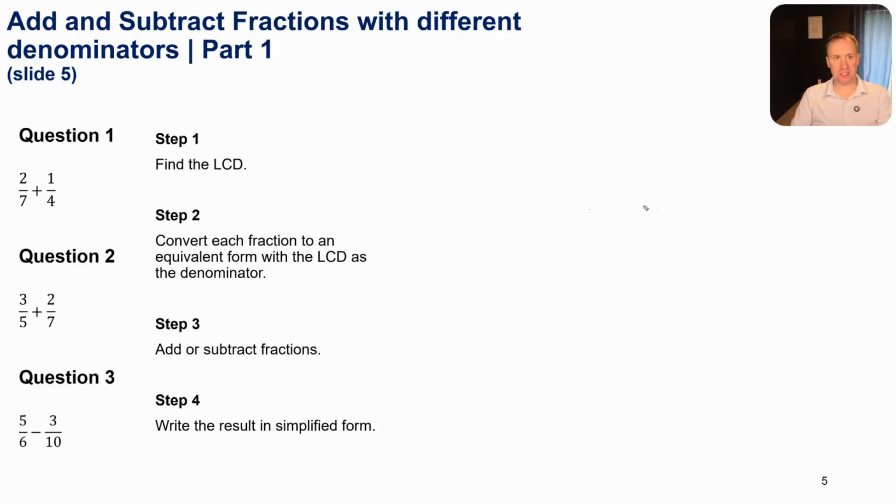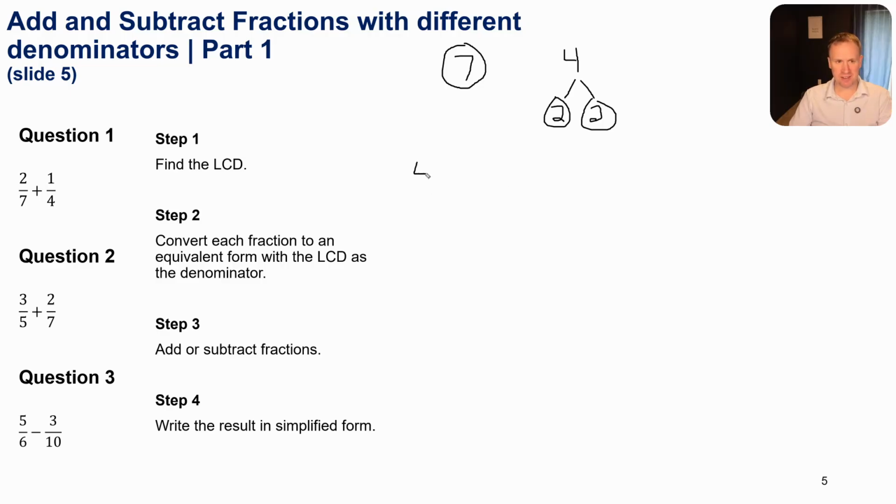Add and subtract fractions with different denominators, starting with question number 1, 2 7ths plus 1/4. And we're going to start by finding the least common denominator once again. So I'm going to do the prime factorization of 7 and 4. 7's already a prime number, so I can circle this number. 4 then is 2 and 2 here. So if I circle this and this, we now have our prime factors. Now what's interesting about this, do you notice how none of these prime factors are the same? That basically means I can't combine anything. So really, all I'm doing is multiplying 7 times 4 in this case.